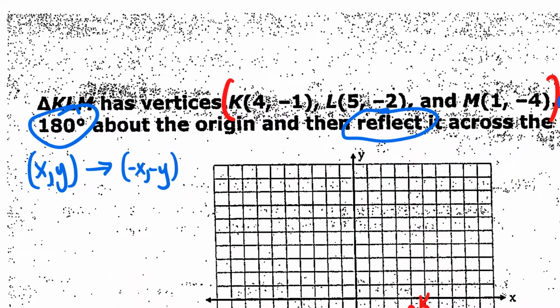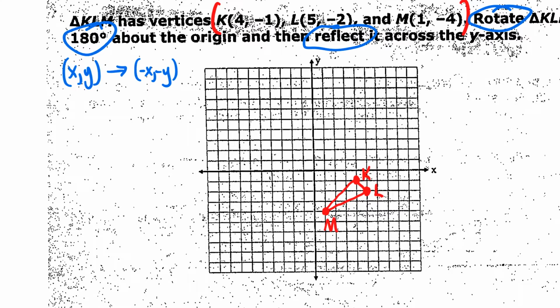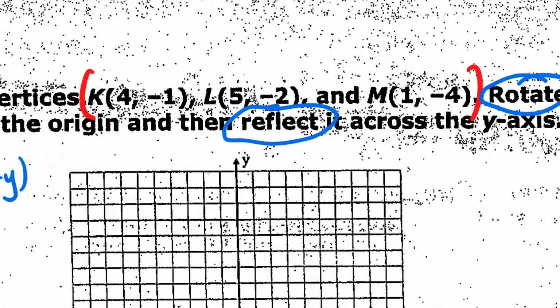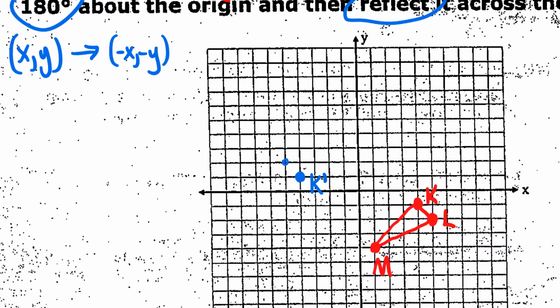So K's at 4, -1, where's K prime going to be at? Just change the signs. -4, +1. Okay? So -4, I'm just going to plot that. 1, 2, 3, 4. That right there is K prime. Okay? L is at 5, -2. So if I just change the signs, where's that going to be? -5, 2. Yep. So right there is L prime.